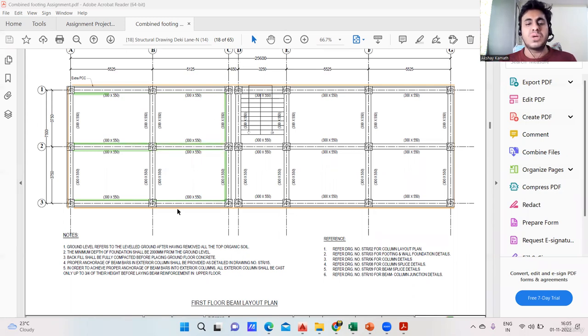Whereas this portion, what used to happen, one was outside shuttering, the other was the inner side shuttering. Got it? The rest of the things you can do accordingly, and you can try to find out the quantities. Very simple. And in the same way, you can do it for the slab also, right? Slab is also very simple.